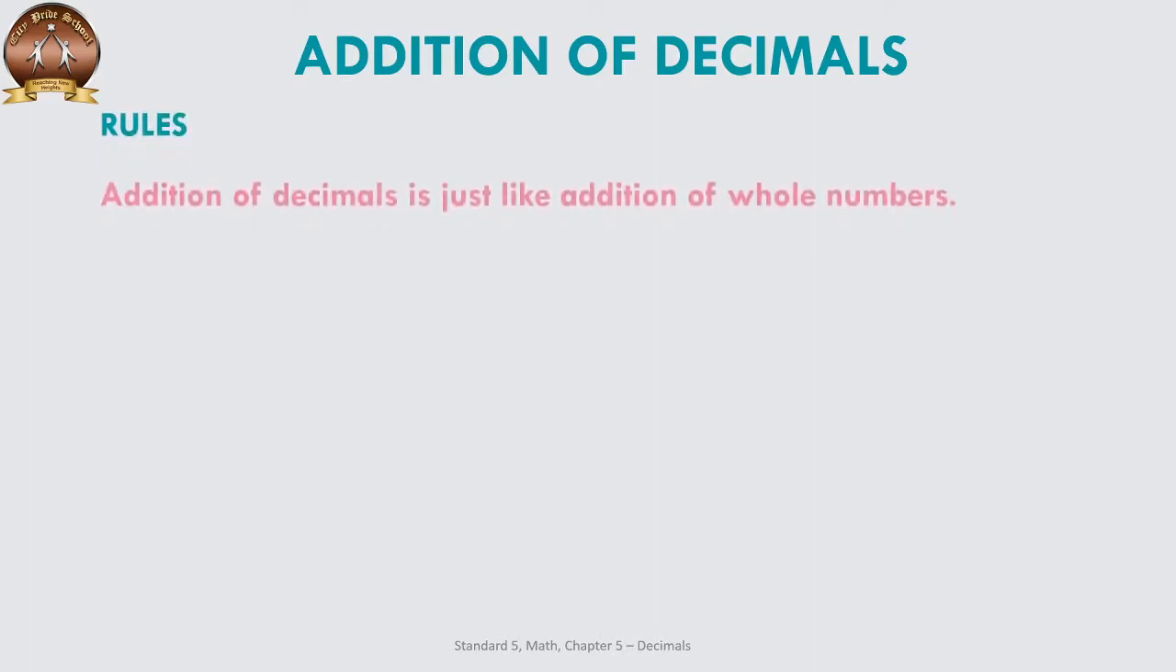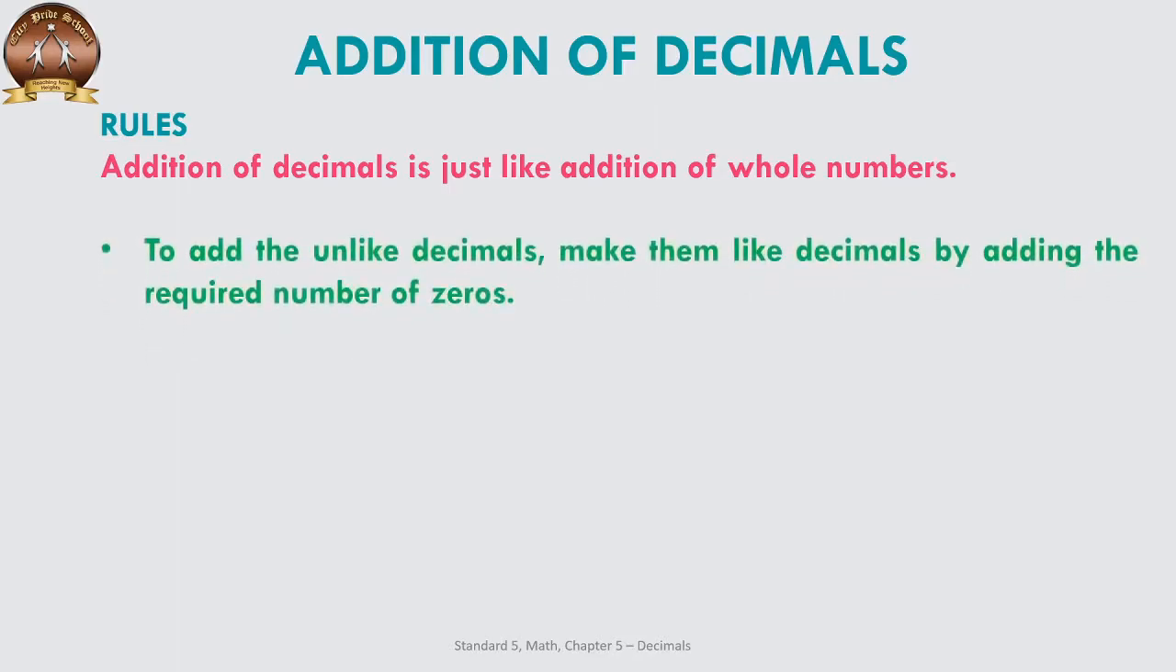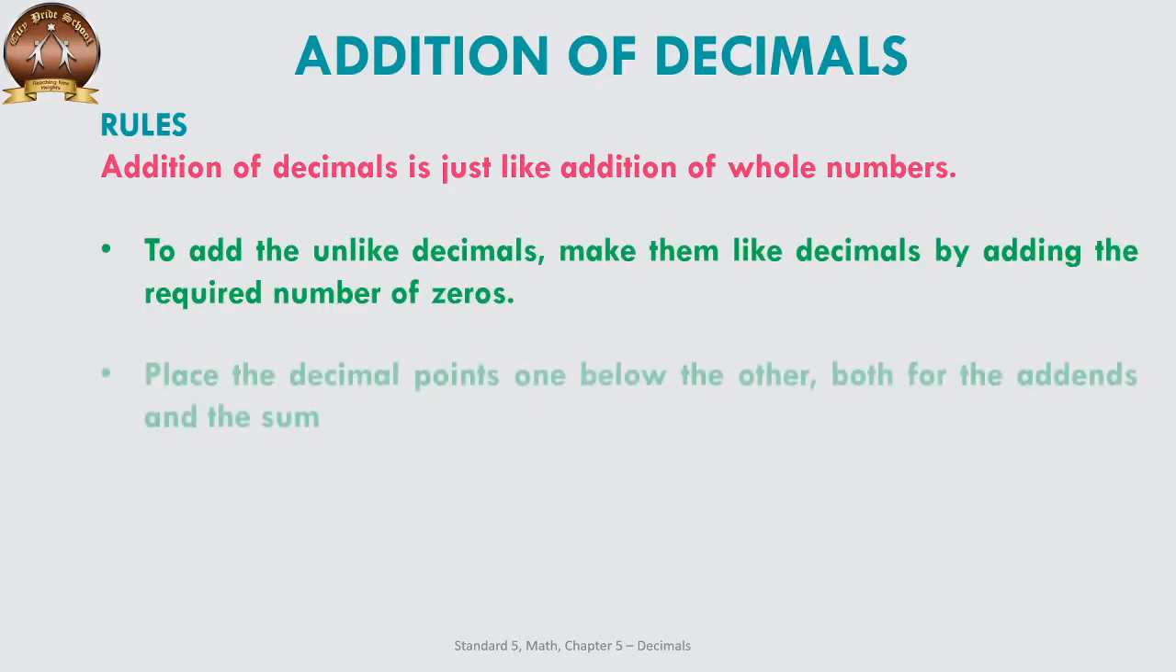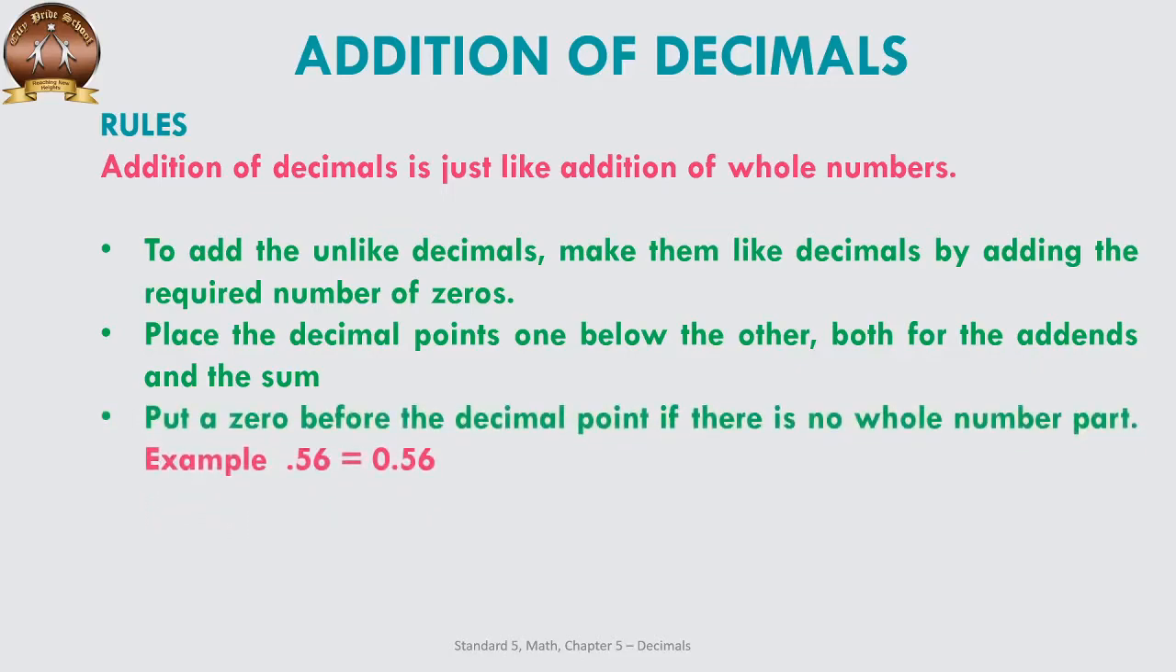The rules for the addition are: addition of decimals is just like the addition of whole numbers, as I told you. To add the unlike decimals, make them like decimals by adding the required number of zeros. Place the decimal points one below the other, both for the addends and the sum. Put a zero before the decimal point if there is no whole number part. Like, for example, .56 has to be written as 0.56.